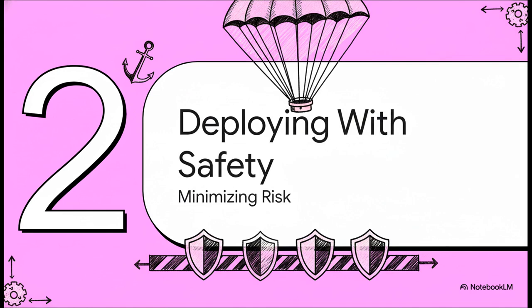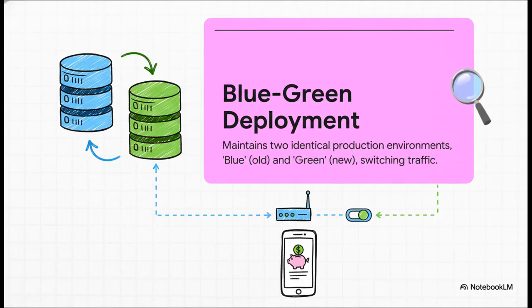All right, so rolling deployments are great, but what if you need even more control? What if your app is so mission critical that you absolutely cannot afford a single mistake? This brings us to our next set of strategies, which are all about giving yourself a safety net. This is called blue-green deployment.